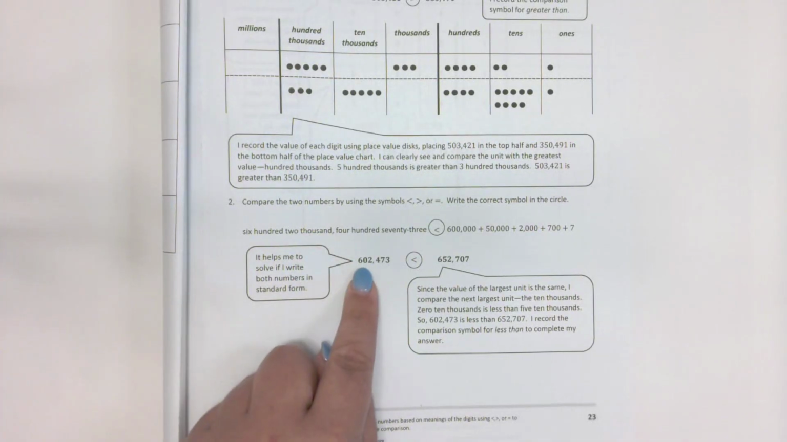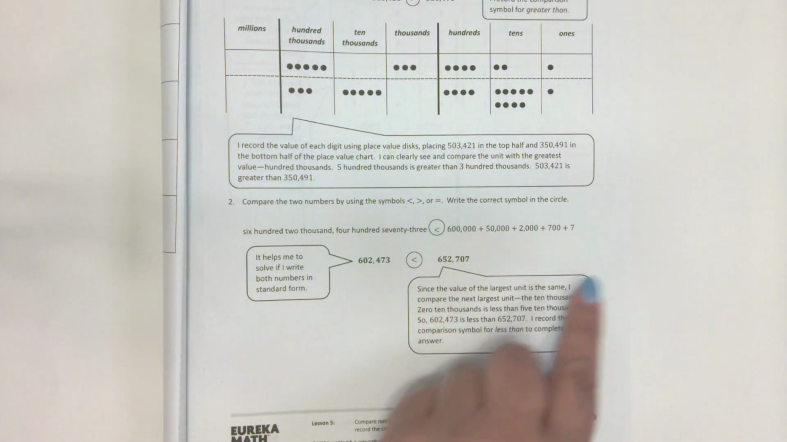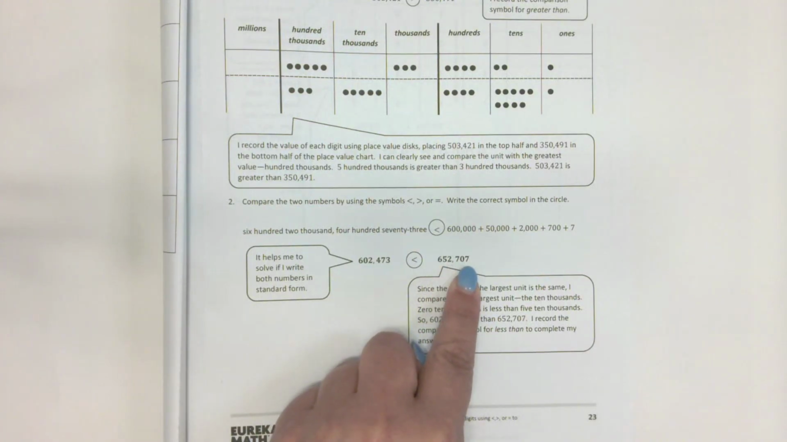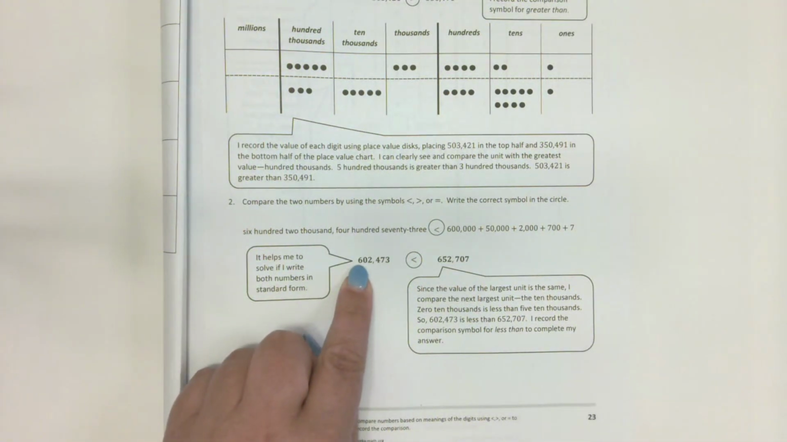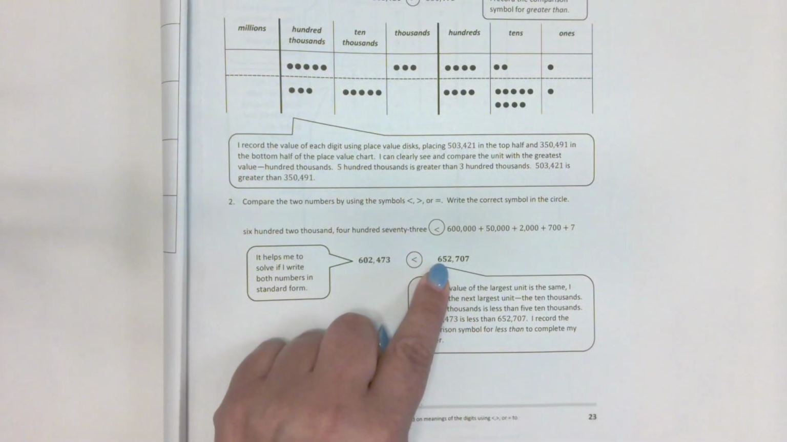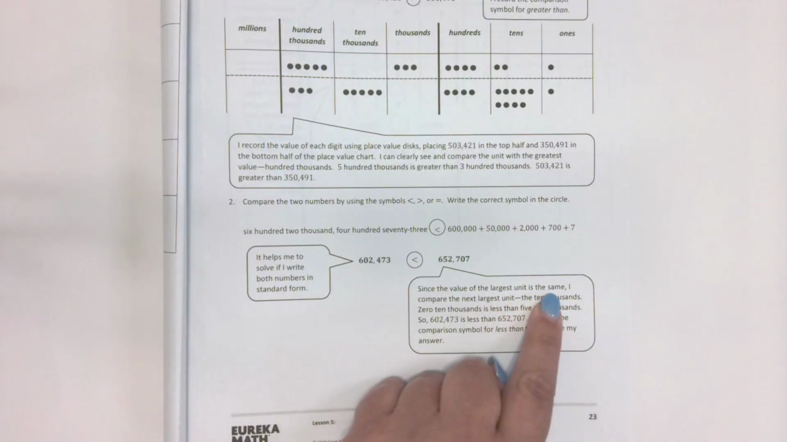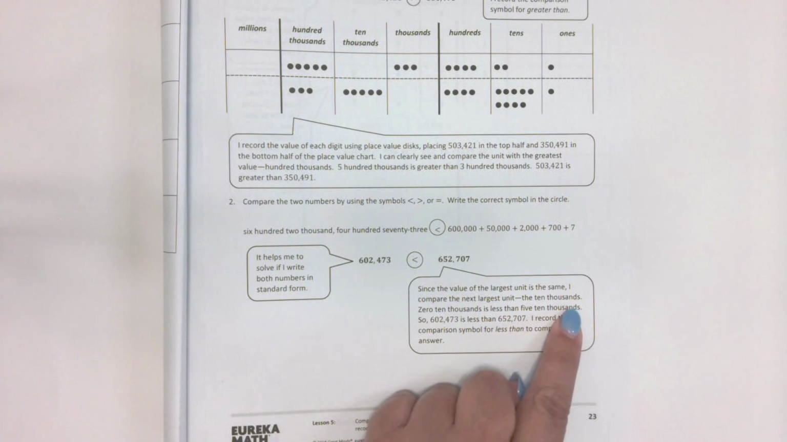So here is 602,473 in standard form. And this one, they put the values together to make 652,707. That's what this is in standard form. Then you can look at the greatest place value first. We have 600,000 and 600,000. Since the value of the largest unit is the same, I compare the next largest unit, the 10,000s.